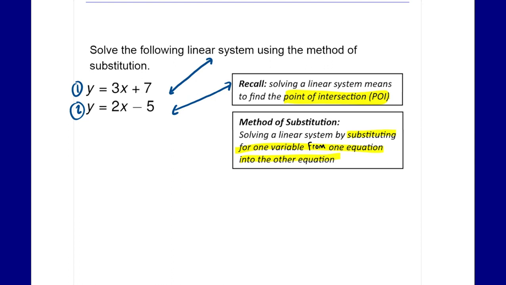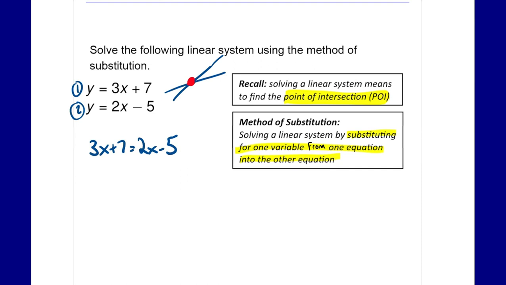So what we do in terms of substituting, we have two equations, 1 and 2. In this case, we are going to set them equal to each other because they're both set equal to y. So if I know that y equals 3x plus 7, if they cross at some point, then at that point where they cross, the y values have to be the same and the x values have to be the same. So that means I can actually just set these equal to each other. So 3x plus 7 is equal to 2x minus 5.